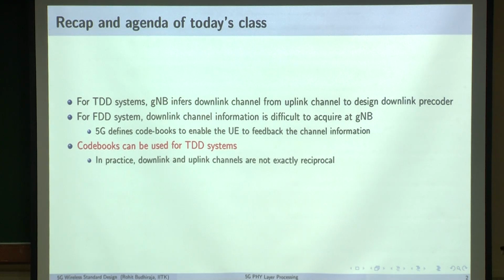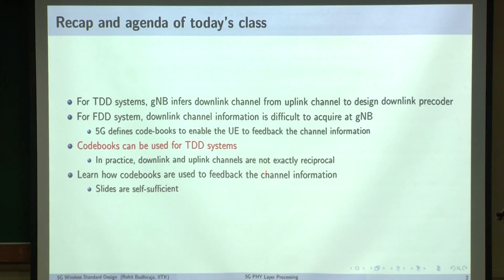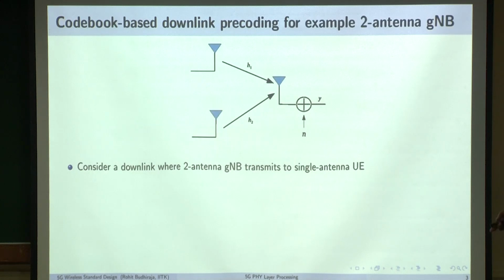This kind of codebook based precoding or codebook based beamforming can be used for TDD systems also. As I said, downlink and uplink channels are not exactly reciprocal. So, this idea of codebook based beamforming is applicable for both TDD and FDD. Learn how these codebooks are used to feed back the channel information. The slides, whatever I teach you, are self sufficient; you do not have to refer to anything else. We will consider a simple example, and this example is applicable for bigger systems also. I am considering only a 2 antenna system.